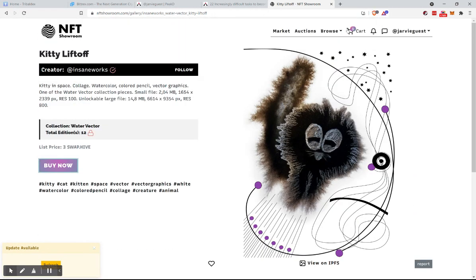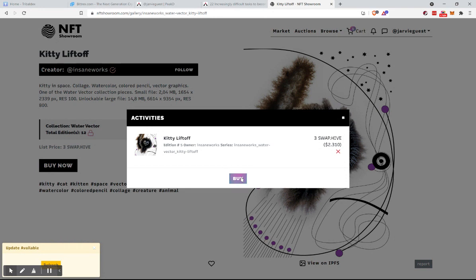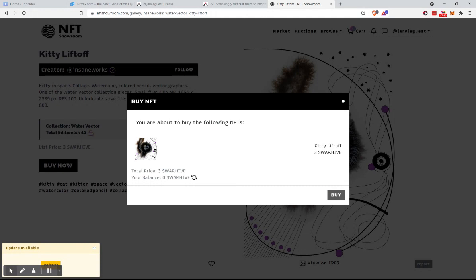And we're going to go to the cart. And we're going to actually buy it for 3 swap.hive, for $2. And that's a lot less than a pet rock on Ethereum. Yeah, no kidding. An 8-bit pet rock on Ethereum. Yep.